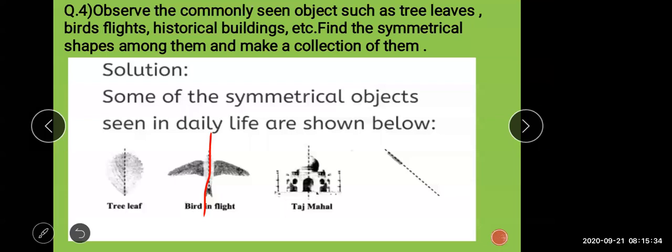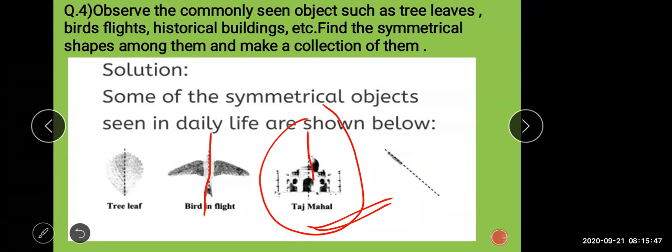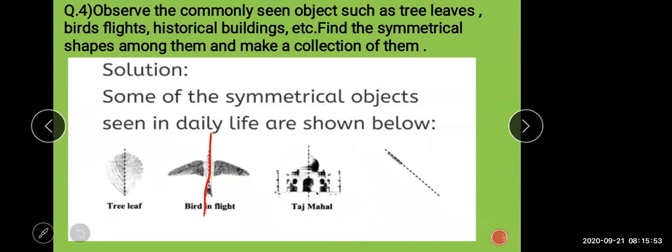Now the historical building. What is here? Yes, the Taj Mahal. It's exactly divided into two parts. One dotted line is there. This line divides it into two parts, exactly two parts. The difference between the two parts means two sides. Yes. Okay. Now our lesson, practice set number 20, is over.